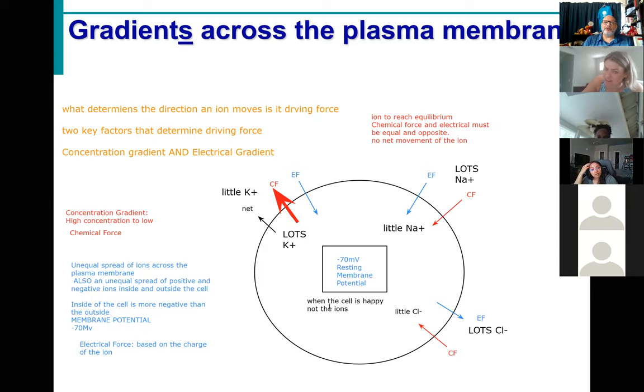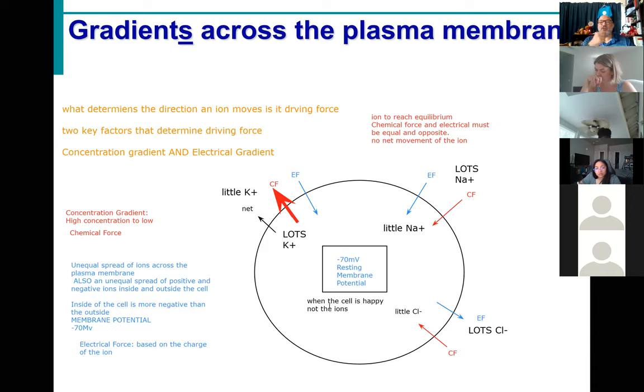So anytime you open a potassium door, potassium is going to leave because it's trying to reach equilibrium. Anytime you open a sodium door, sodium is going to come in because it's trying to reach equilibrium. And that's really the key to this. By having these ions with a driving force, they want to move, and when we open those channels, they do move. That's how we get the cell to do work.